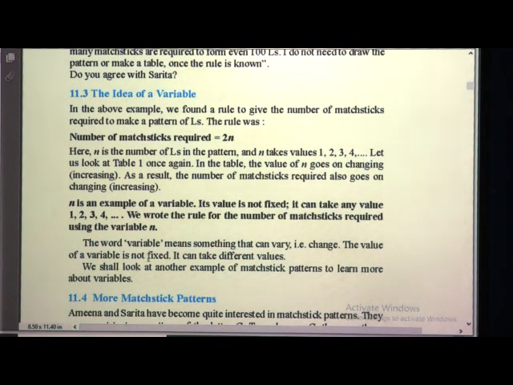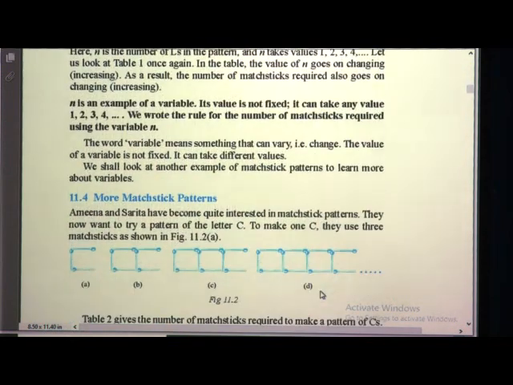The word variable means something that can vary. Vary means change. The value of a variable is not fixed. It goes on changing. It can take different values. We shall look at another example of matchsticks pattern to learn about variables.